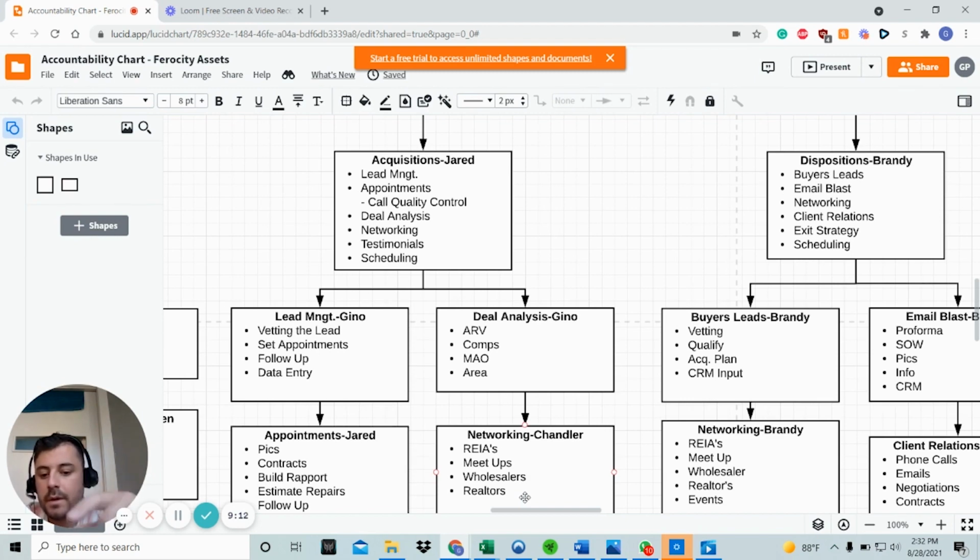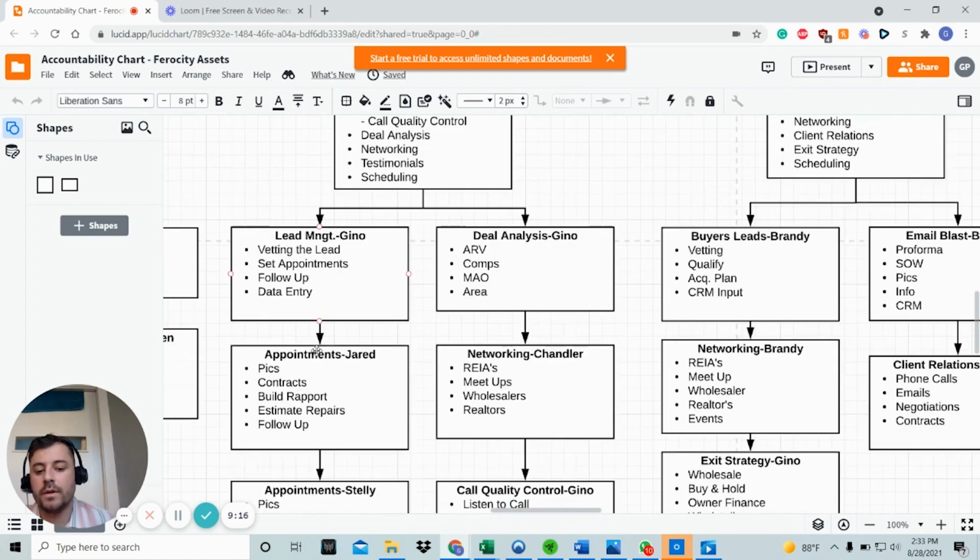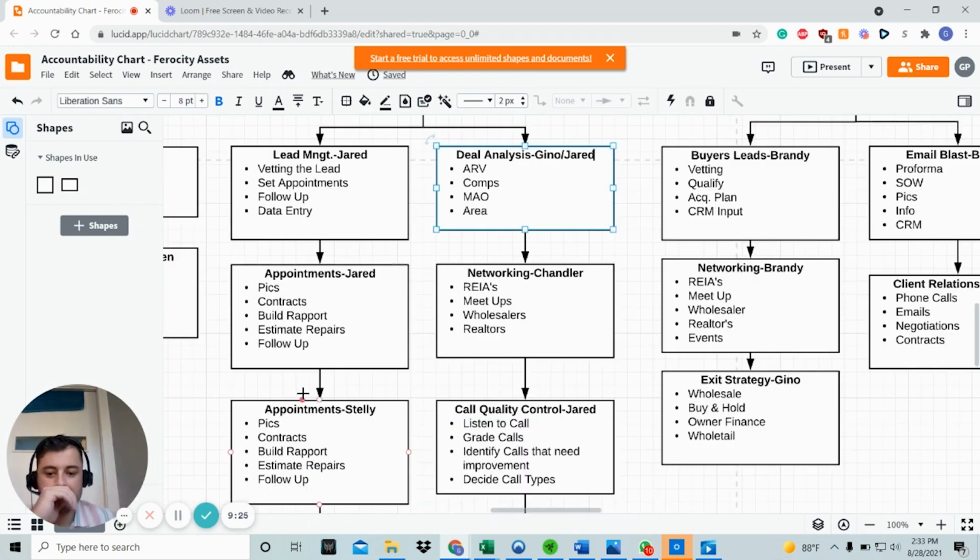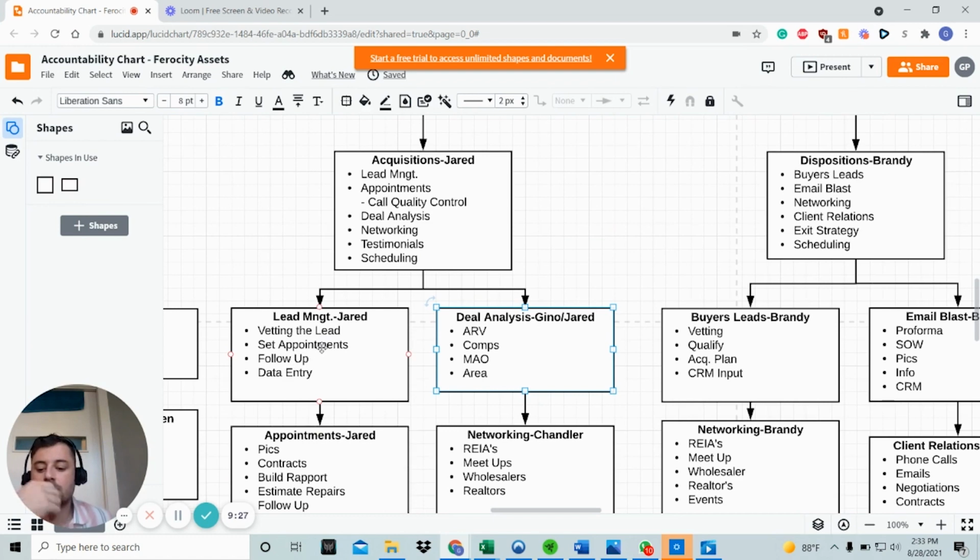So lean management. Why the heck am I in here? Oh, because I was accountable for this. We haven't updated it. See, this is going to be very messed up. Lead management now is Jared. He's supposed to be in all these. I'll fix this real quick. So sorry, I had to fix all that since, like I said, we just did it. So Jared's in charge of lead management.